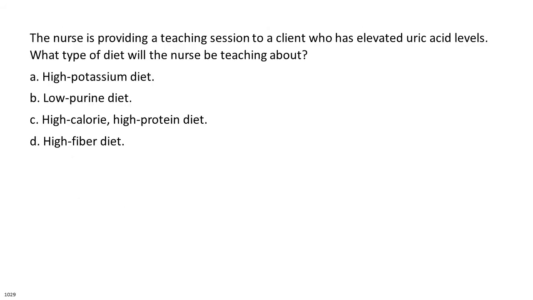The nurse is providing a teaching session to a client who has elevated uric acid levels. What type of diet will the nurse be teaching about? A. High potassium diet. B. Low purine diet. C. High calorie, high protein diet. D. High fiber diet.